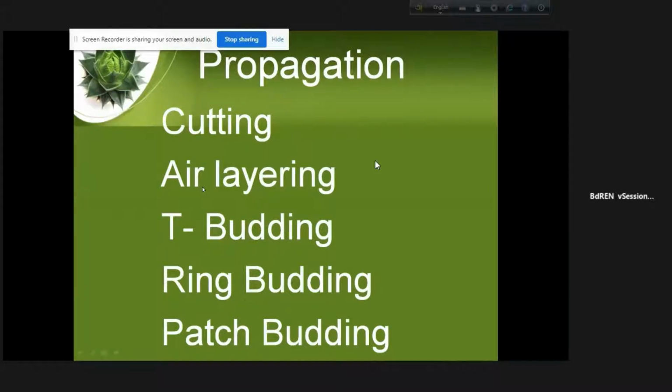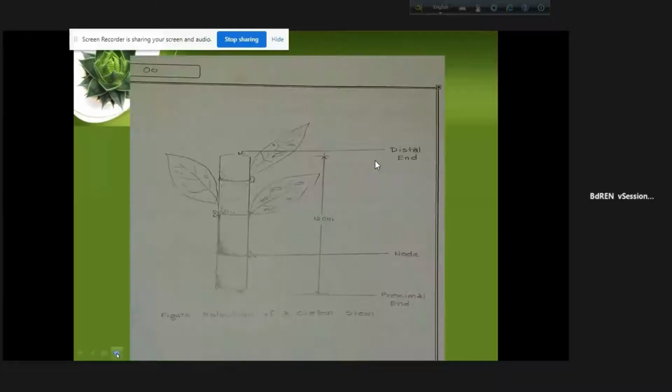Actually today we will just see the view of stem cutting. Here you see a portion of stem. Actually we take the stem having pencil diameter, that means the diameter is pencil like. You all are using pencil, so pencil diameter like stem we take. And the important thing is that the stem will carry at least 3 nodes.